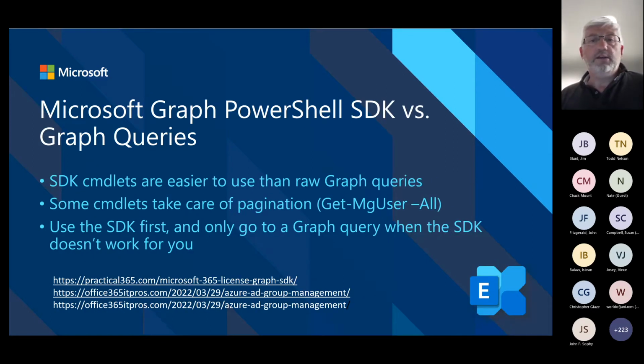Okay, so some thoughts about the SDK versus graph queries. Clearly, the SDK commandlets are easier to use because if you come from PowerShell, you'll find that they work the same kind of way. You don't have to get your head around the raw graph queries. Some commandlets take care of pagination, which is great. For example, if you use the all parameter with Get-MgUser, it gets all the users. Fantastic. But that is not the same everywhere. My general advice is to go and use the SDK first, and then use a raw graph query later when the SDK doesn't work for you or there isn't a suitable commandlet.